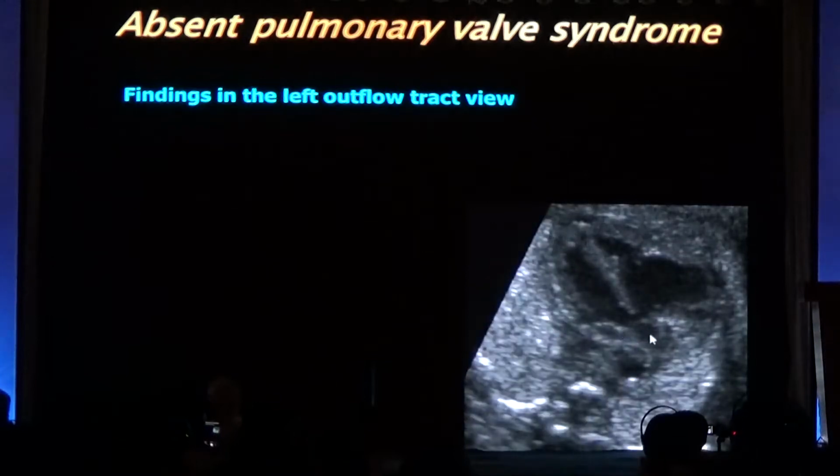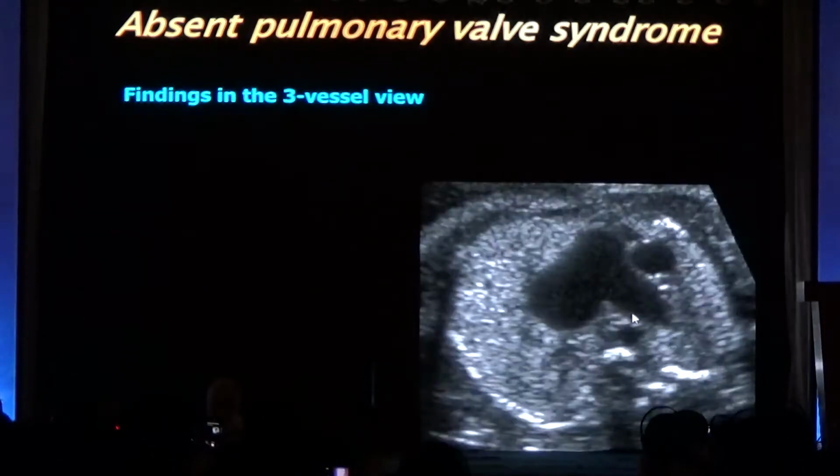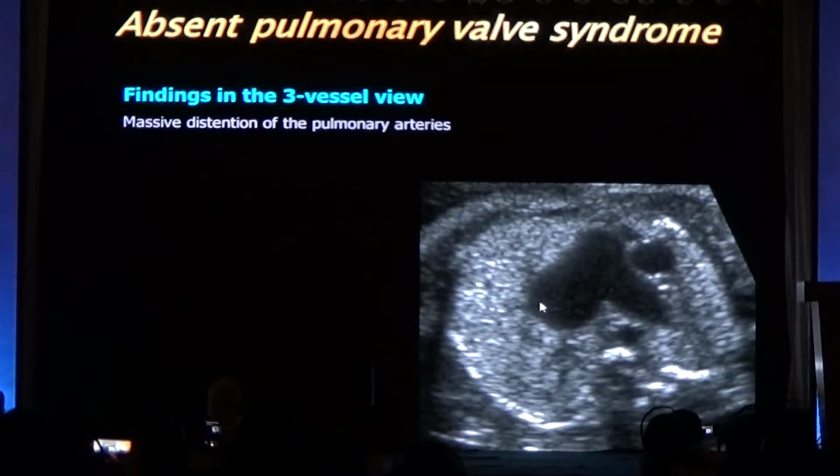So here we have the outflow tract, and you see the aorta is overriding both ventricles. You see the crest of the septal defect, this little white dot over here. And when you get into the outflow tract, here you have this very classical image. This is a massively distended pulmonary, and you see the left branch and the right branch over here, and the aorta is over here. So this is quite different, and sometimes it is so big that I've had babies that had been referred for lung cyst instead of for cardiac anomalies.